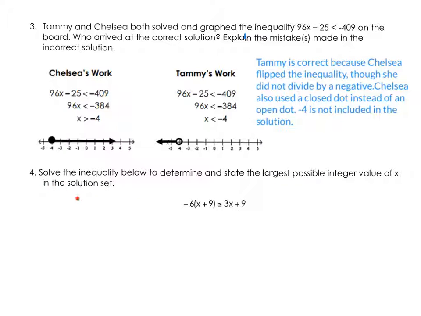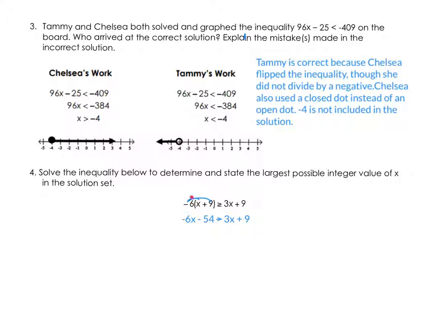Alright, number 4. Solve the inequality below and determine and state the largest possible integer value of x in the solution set. So first I just need to solve it. In order to solve this, I need to start by distributing the negative 6 to both things inside the parentheses to get rid of the parentheses. When I do that, I get negative 6x minus 54 is greater than or equal to 3x plus 9.